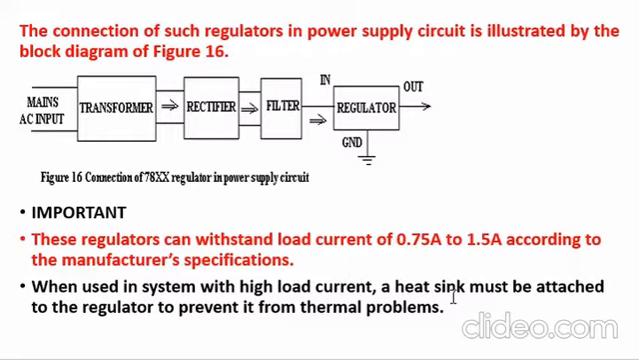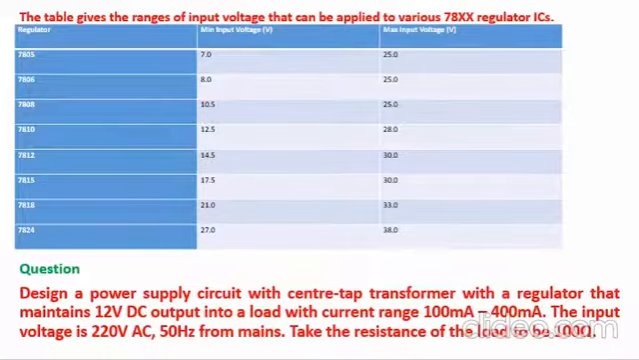So the next thing is, these families we have seen, they have a range of voltage. Like 7805 can take a voltage from 7 volts minimum to 25 maximum, and 7806 from 8 volts to 25 also.